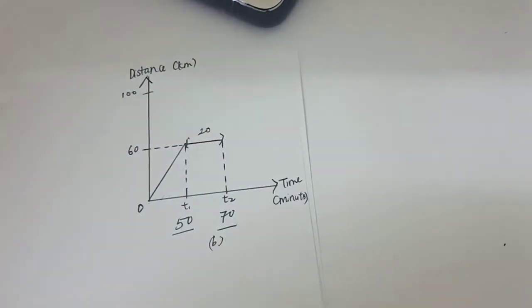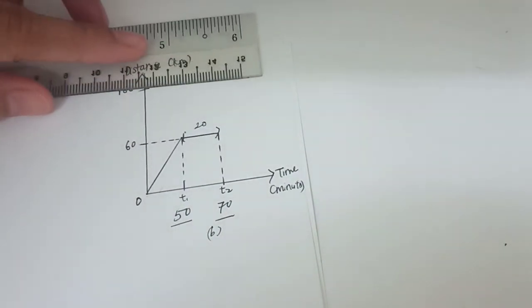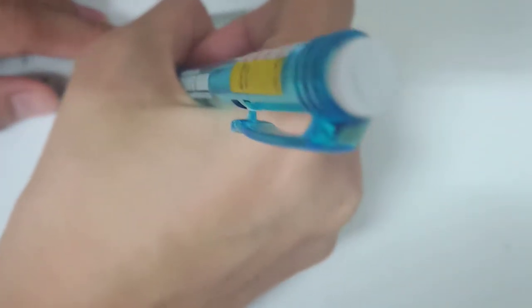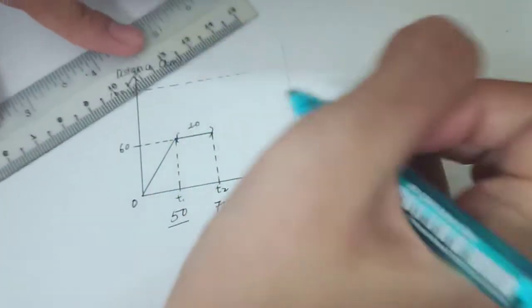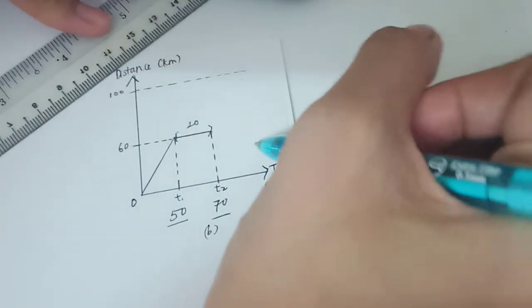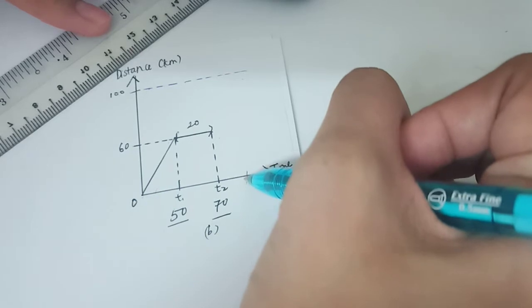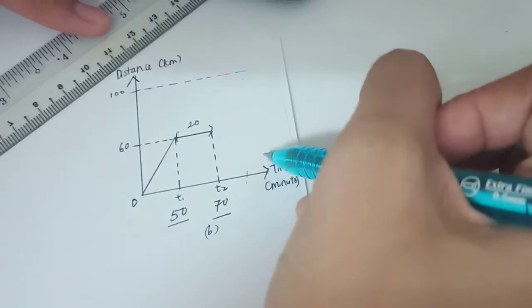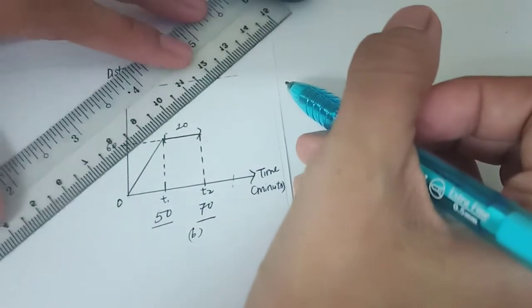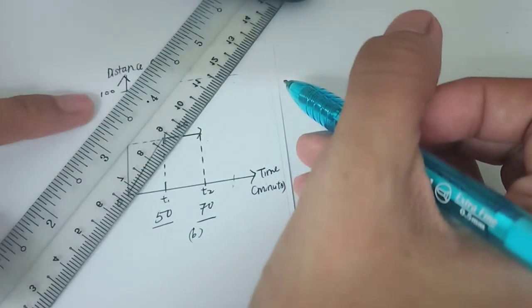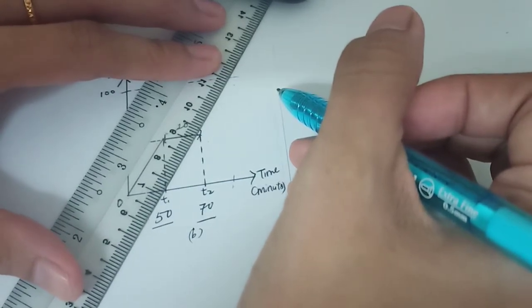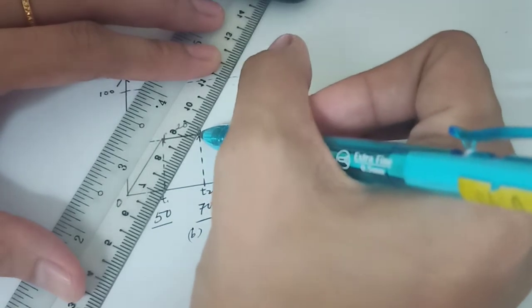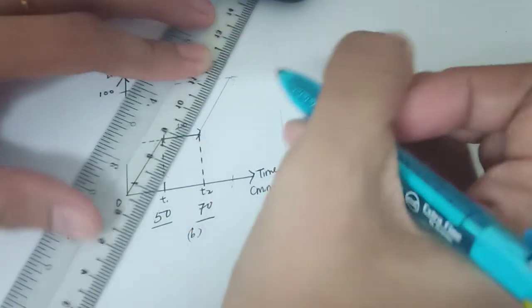Okay, so now we need to complete the graph, right? So this is our 100 kilometer. And then you just draw a straight line from here to up here. Okay, so it doesn't matter because we don't know the time here yet, so you can just put it wherever, as long as it reaches the 100 kilometer. Make sure it does not exceed because that is the destination. So from here to up here, done.